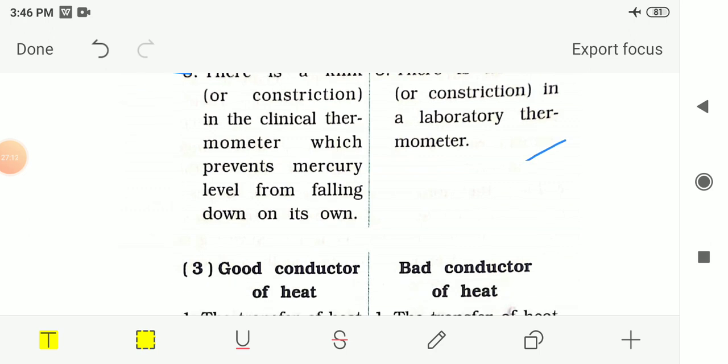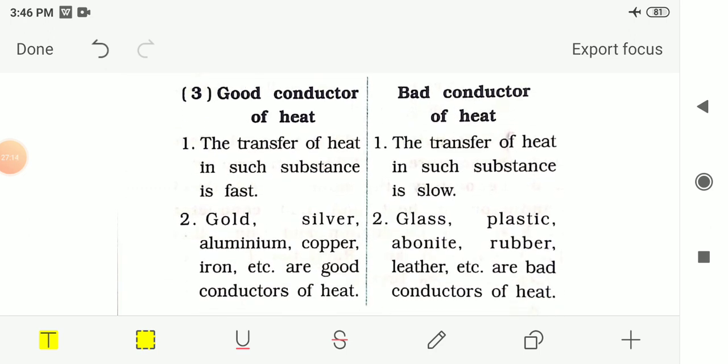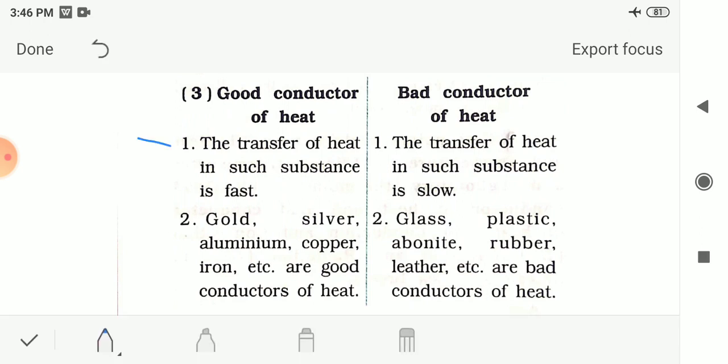Now the next difference is between good conductors of heat and bad conductors of heat. In the first difference, in good conductors of heat, the transfer of heat in such a substance or object is fast. In this kind of substance, the transfer of heat is faster, and in bad conductors of heat, the transfer of heat in such a substance is slow. In this kind of substance, the transfer of heat is slow.